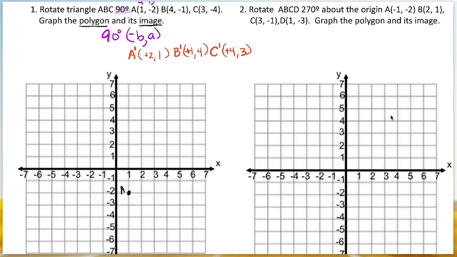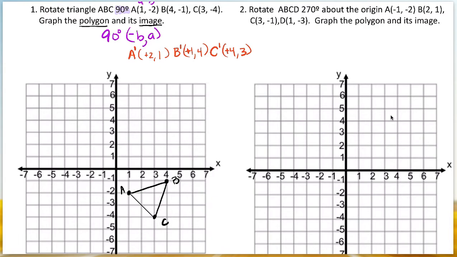B is at the point 4, negative 1. And C is at the point 3, negative 4. So here is our original figure for ABC. Now let's graph the new one.